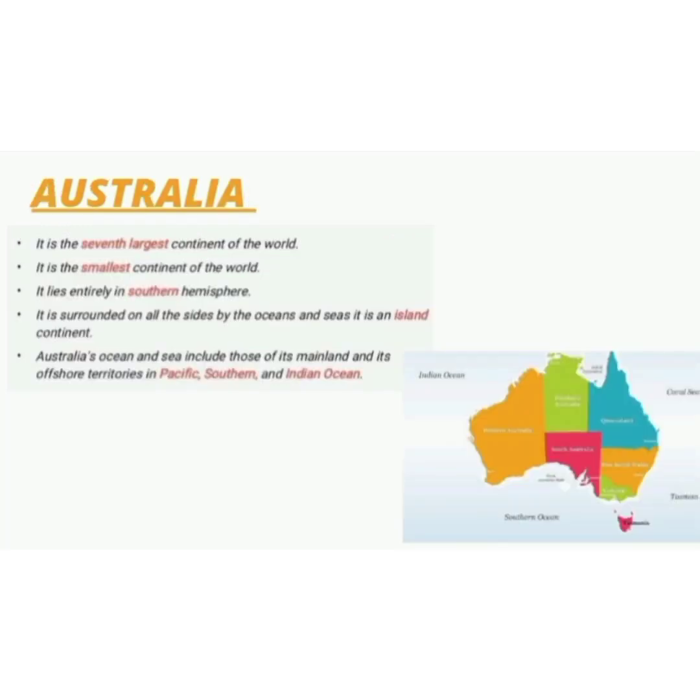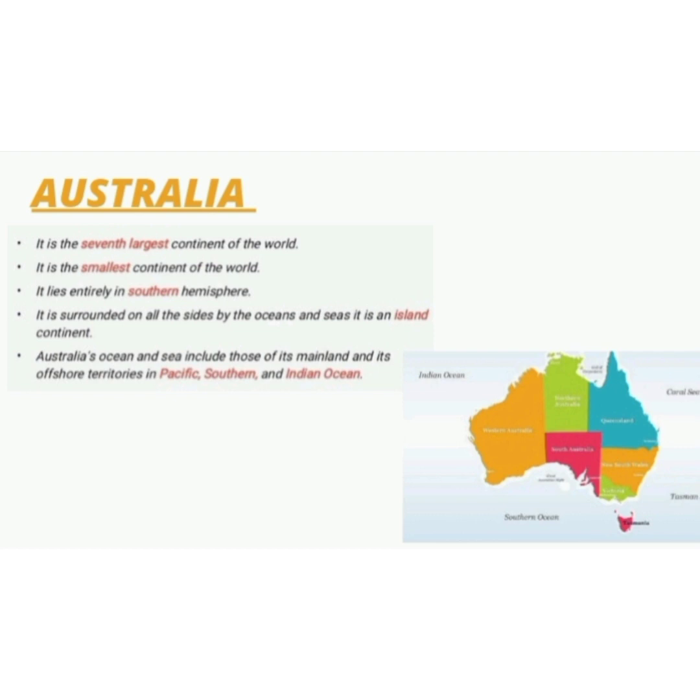Now we will study about Australia. It is the seventh largest continent of the world and it is also the smallest continent of the world. And it lies entirely in the southern hemisphere. It is surrounded on all sides by oceans and seas, and it is called an island continent. Island means an area of land which is surrounded by water from all four sides. And so Australia is surrounded by oceans and seas from all sides. It is called an island continent.